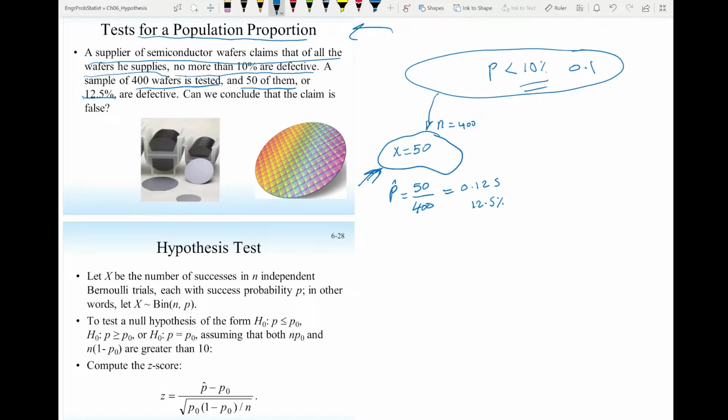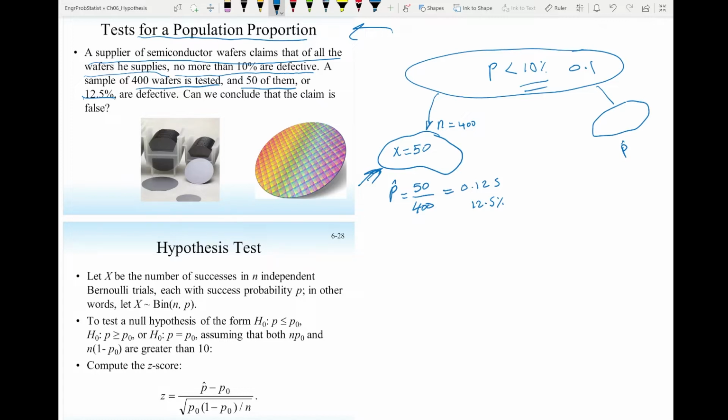It's 12.5%. But the company may claim that if I take another sample, it will probably come out less, like 6% or 7%. So how do we carry out the hypothesis test for population proportion to either reject or accept the claim?